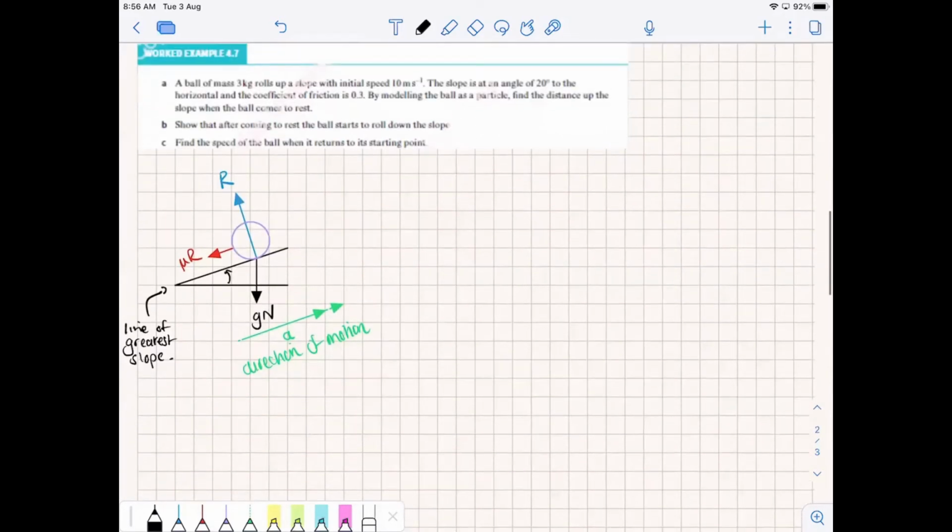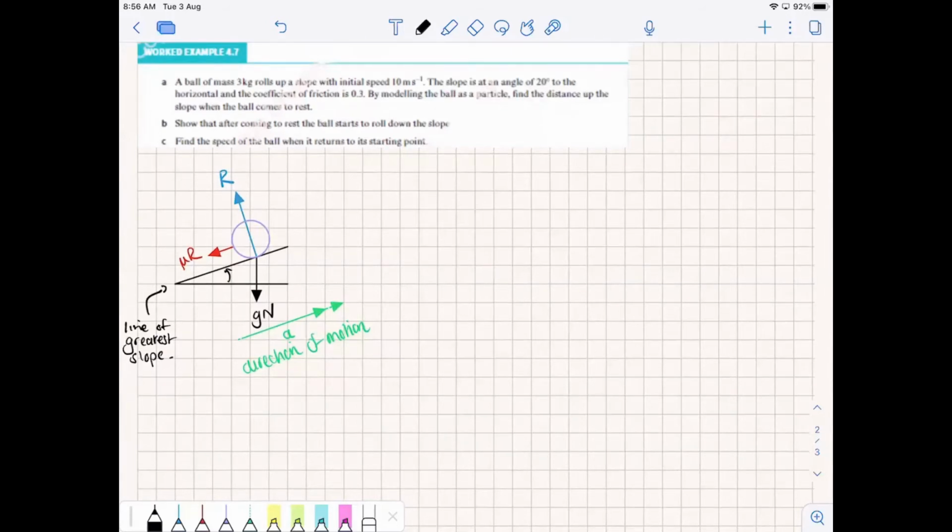Okay, here we go. We have a ball, and it's 3 kilograms. So I'm going to start putting the information into my diagram. My weight is 3g newtons. Remember, vertically, even though there is a slope in question. The slope is at an angle of 20 degrees. There's my 20-degree slope. And the coefficient of friction is 0.3. I can highlight that because I know I'm going to need that at some point. Part A says find the distance up the slope when the ball comes to rest.